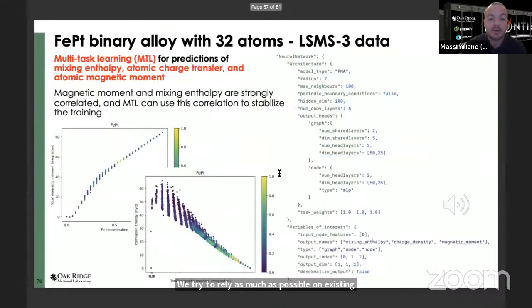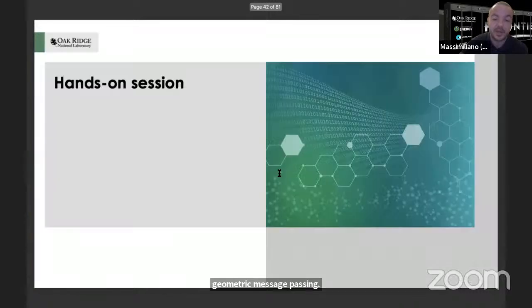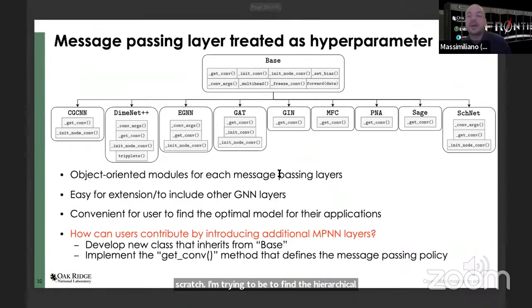So we do not develop our own PyTorch Geometric message passing. We do not develop the message passing layers from scratch. We use existing implementations from PyTorch Geometric, but the problem that we addressed with HydrogenNN is the fact that different convolutional layers or different message passing layers of PyTorch Geometric require different types of arguments. So if you use the PyTorch Geometric implementation of different message passing layers by brute force, the code does not allow you to seamlessly switch between one message passing policy and the other.